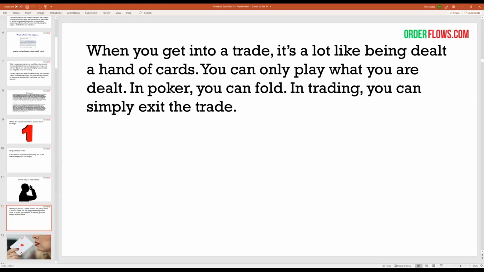Now in poker, that's a game. If you got bad cards, you can fold. In trading, all you have to do is get out of the trade and wait for a better hand. You wait for better opportunities. What looks like a good opportunity right now, maybe 10 seconds later looks completely opposite, because there's order flow coming in.